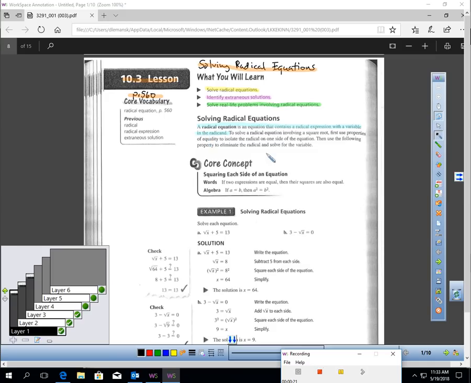So let's talk about solving a radical equation. There's a certain way we have to do these. A radical equation is an equation that contains a radical expression with a variable in the radicand.